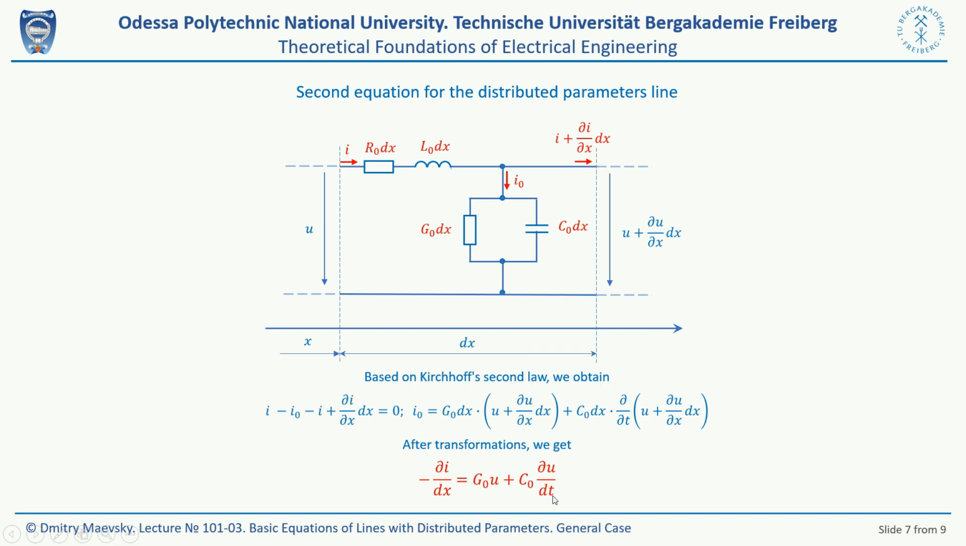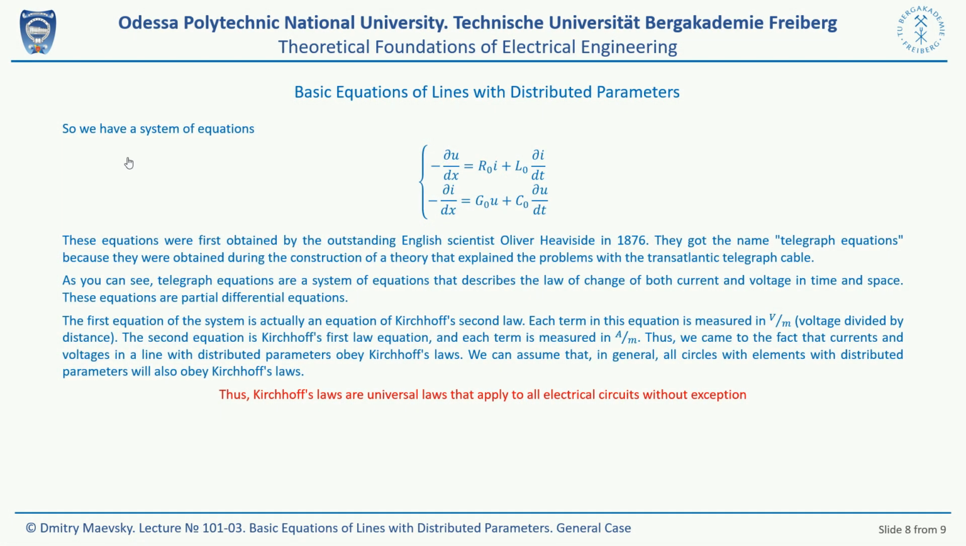Let's analyze the equations we got. As you can see, telegraph equations are a system of equations that simultaneously describe the law of change of both current and voltage in time and in space. The first equation of the system is actually an equation of Kirchhoff's second law. Each term of this equation is measured in volts divided by meter. The second equation is Kirchhoff's first law equation, and each term is measured in amperes divided by meter.